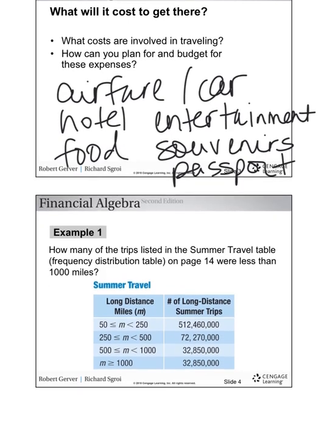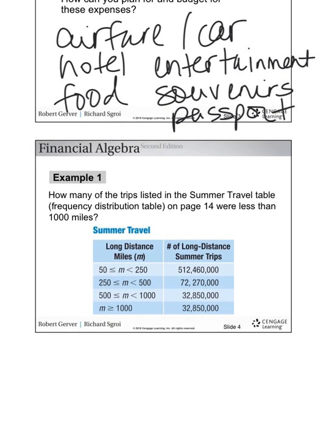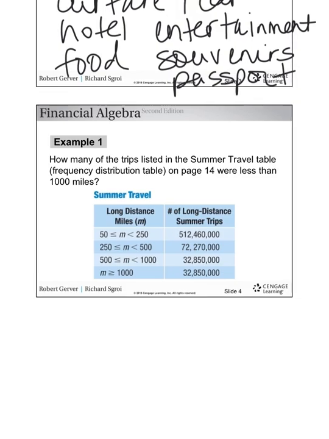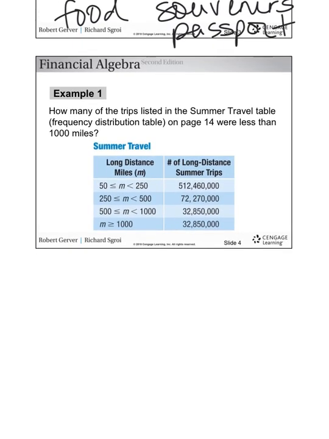Okay, so let's go down to example 1. How many of the trips listed in the summer travel table, which was in our 1-1, were less than 1,000 miles? So if you think about some of the examples we looked at in 1-1, we were only looking at data sets that maybe had 10 numbers in them. 6, we did the cups of coffee. There were 6 people, right? Well, when you are dealing with most information out there, you're dealing with sometimes hundreds, sometimes thousands, sometimes millions of data sets. So it's not feasible to list those number by number.